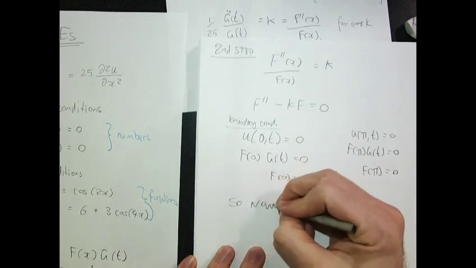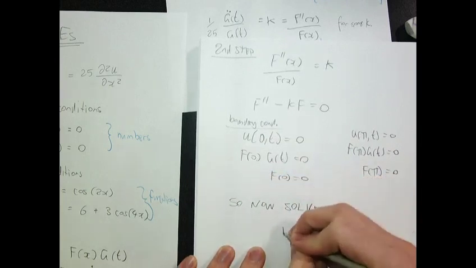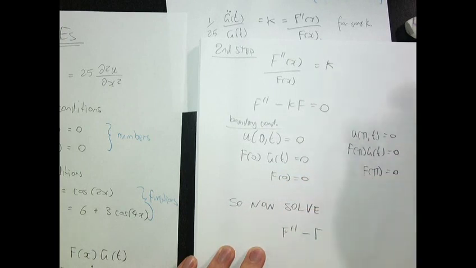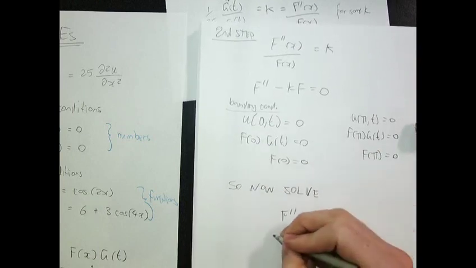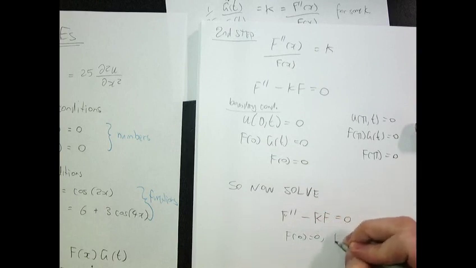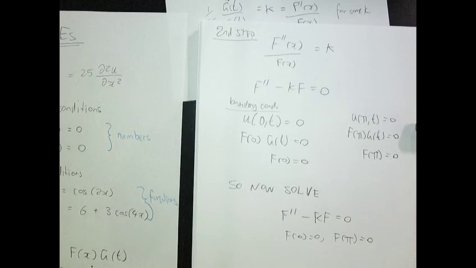Okay, so now I need to solve this: f double dash minus k f equals 0, with f of 0 equals 0 and f of pi equals 0. I do need to point out that sometimes your boundary conditions will refer to the derivative of u, and so you just need to pay very close attention, because you might have to differentiate u first. Do like u dashed or u dot before you can do that.